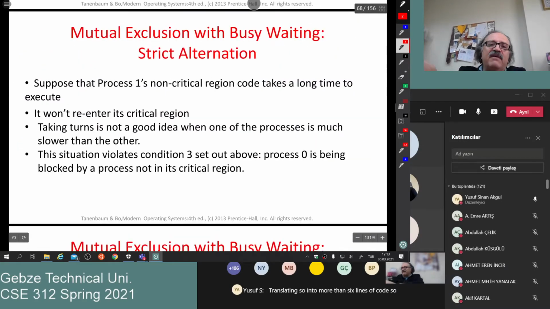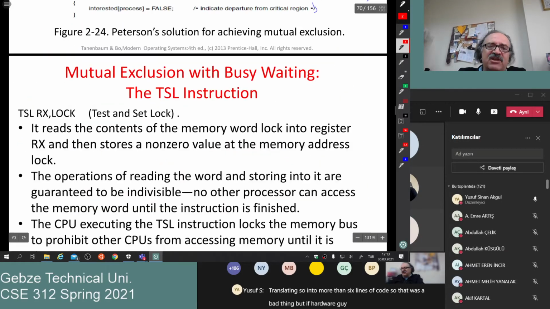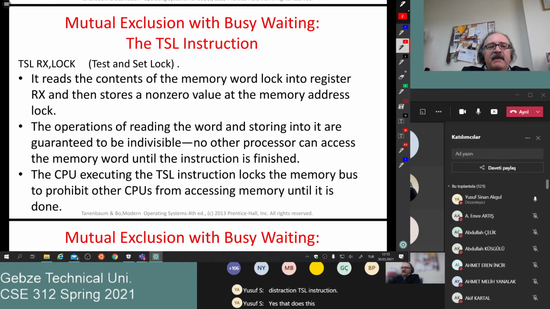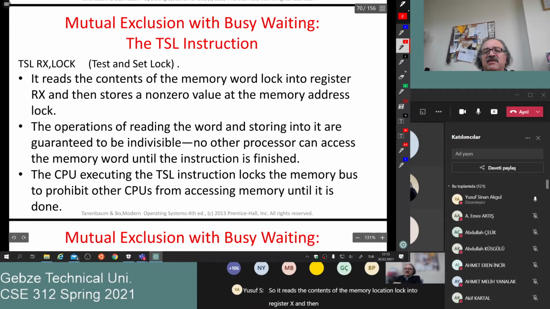What if hardware gives me such an instruction? That's the TSL instruction. It loads the value of memory location lock, which is just a global variable, into register Rx. It reads the contents of the memory location lock into register Rx and then stores a non-zero value at the memory address lock.